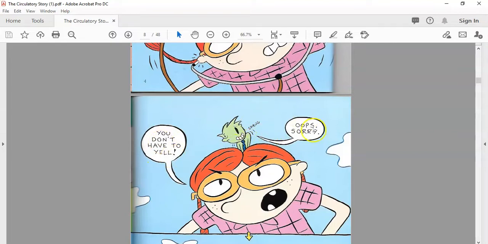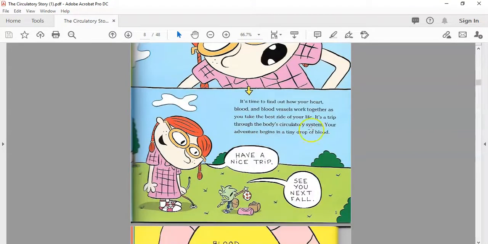You don't have to yell. Shrug. Oops, sorry. It's time to find out how your heart, blood, and blood vessels work together as you take the best ride of your life. It's a trip throughout the body's circulatory system. Your adventure begins in a tiny drop of blood.